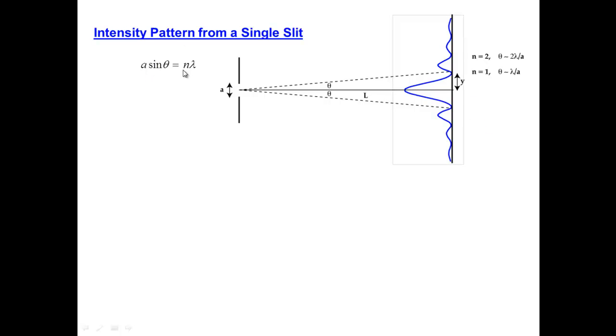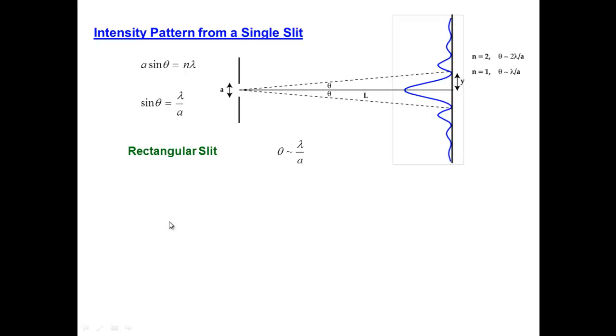So if a sine theta is n lambda, and we solve for sine theta, we get lambda over a for the first interference minimum, or diffraction minimum. And normally, if the distance between the slit and the screen, L, is a large distance, then sine theta is approximately equal to theta. So theta is approximately lambda over a, as indicated here. And this is the correct answer for a rectangular slit.